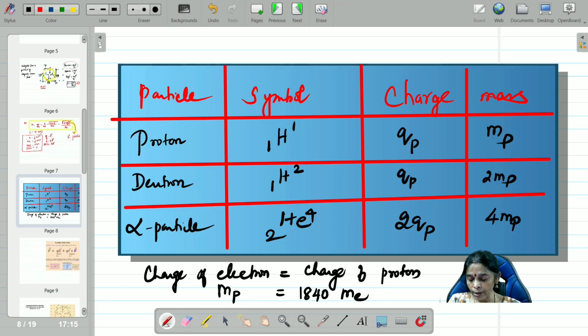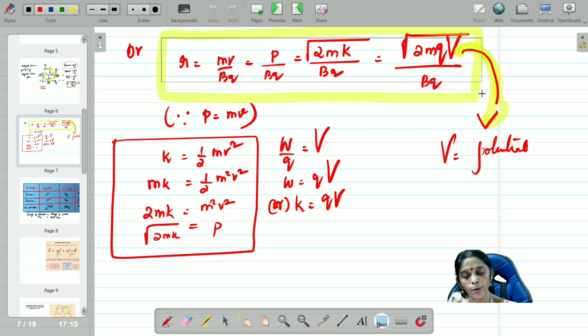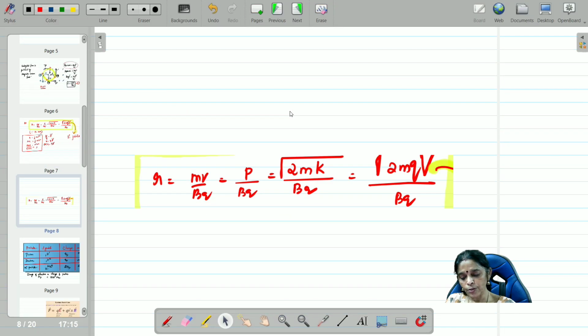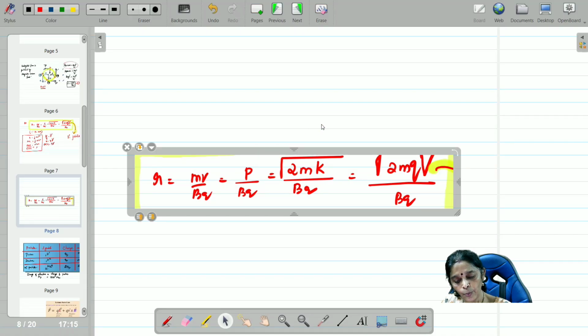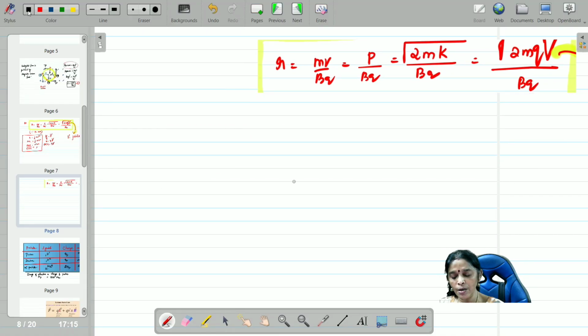Why I wanted you to learn this comparison: now I'm going to give you certain questions based on that. You can see the radius. Based on the radius, you will be able to solve more questions. Okay, so I have just taken this, put it here, and let me give you one question.